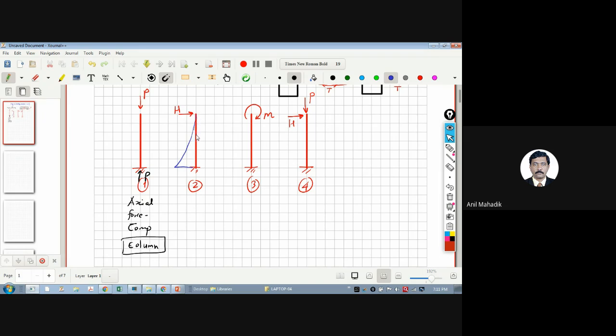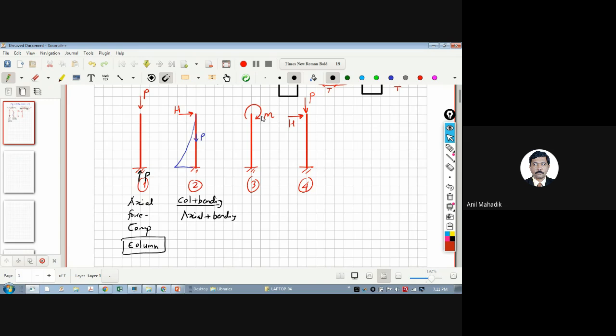So let's say self weight is P here. Then I can say this is a column and also a bending member. It is a combination of the two, right? So it means axial force plus bending moment, axial plus bending. So both forces are there in this column.